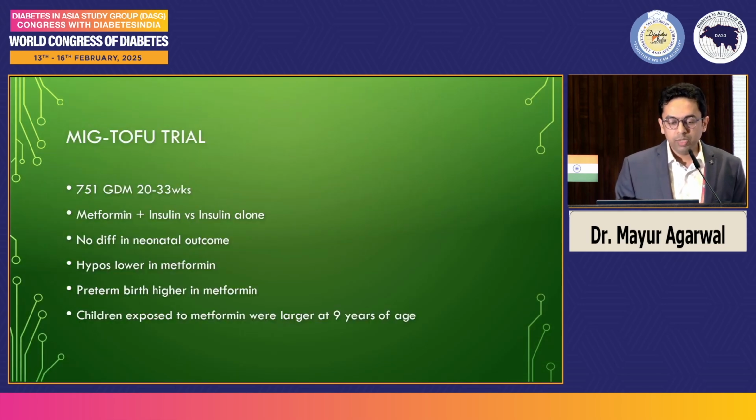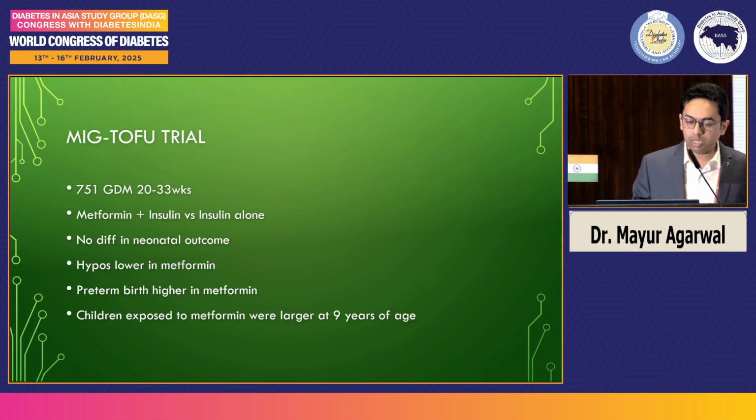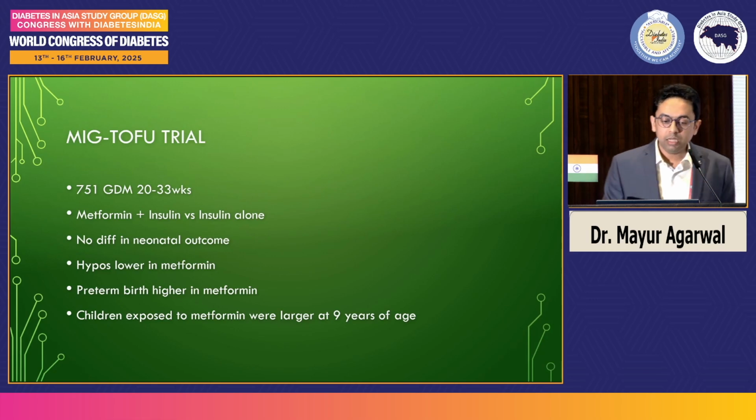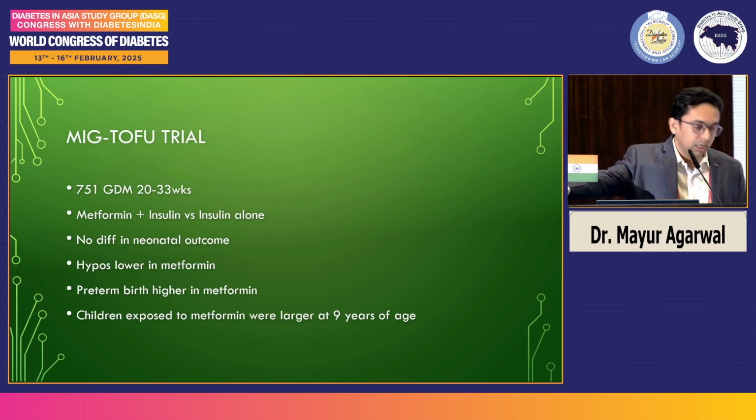Okay, so MIG is metformin in gestational diabetes, and TOFU is the offspring follow-up. So these are two trials actually, I have combined them. 750 GDM patients were taken, with metformin plus insulin versus insulin alone. There was no difference in the neonatal outcome. Hypoglycemias were lower with metformin because a low dose of insulin was required.